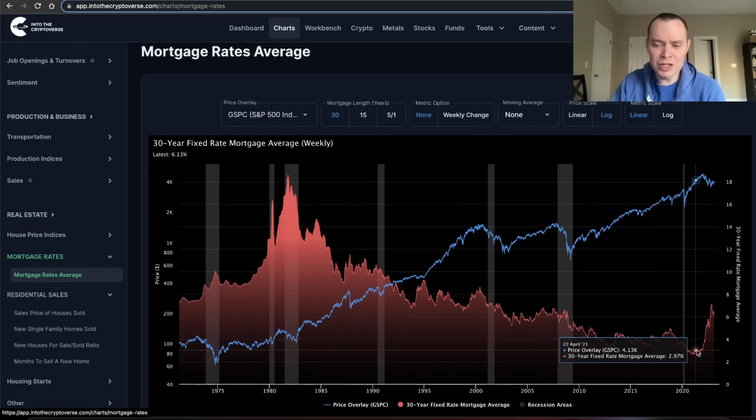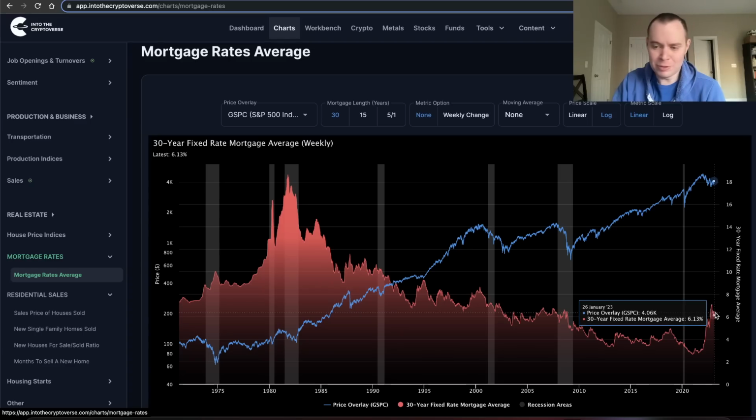You can see that mortgage rates have climbed quite quickly just over the last year and a half, right? Not too long ago, a lot of people were getting mortgages for less than 3%. Now that just seems like a dream. And now we're all the way back at 6% in mortgage rates.